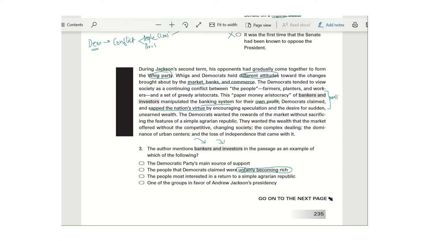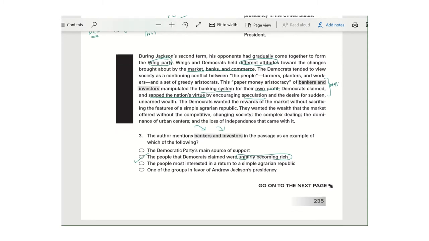By encouraging speculation, meaning the way a market is speculated on, it will go up, it will go down, a kind of gambling. And the desire for sudden unearned wealth. So yeah, Democrats claimed unfairly becoming rich. I don't have to read the whole stuff because I've got the answer to this one. I can go to the next question.